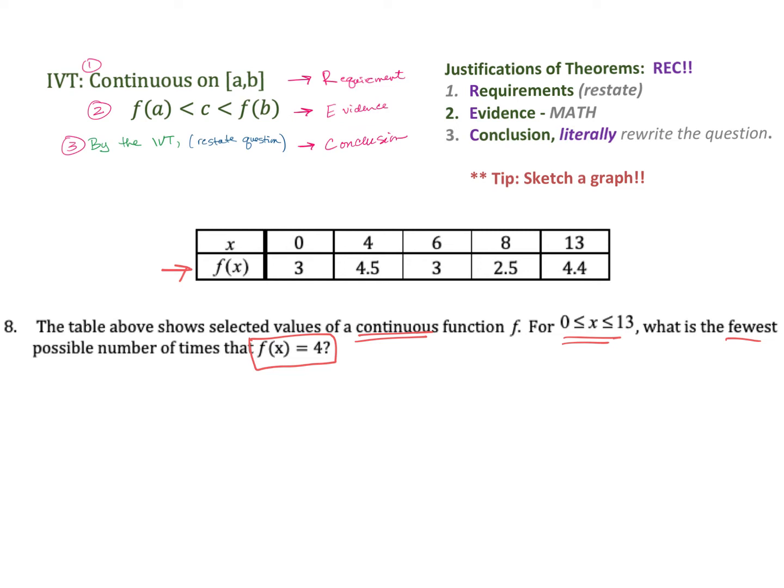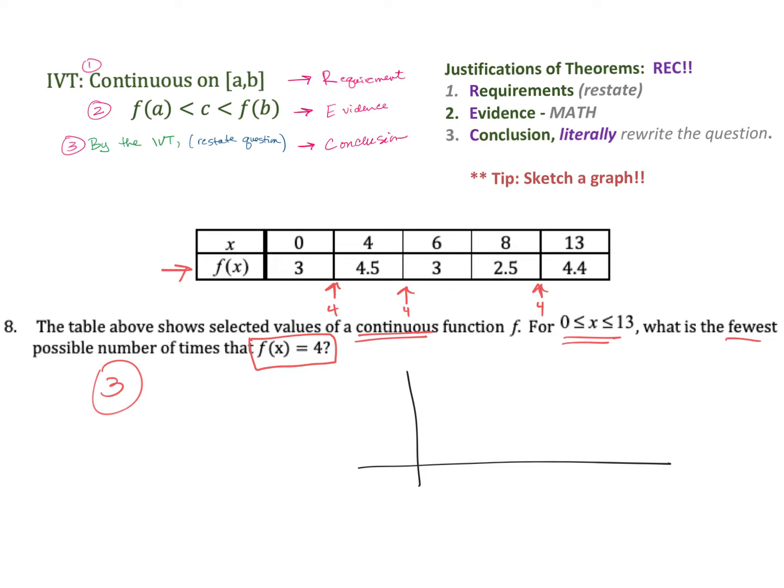So we're looking at 3 to 4.5. So right in here, from 3 to 4.5, the number 4 is going to be present. If you go from 4.5 back down to 3, the number 4 is going to be present. From 3 to 2.5, 4 is not going to be present. But between 2.5 and 4.4, 4 is going to be present here. So it's 3 times.